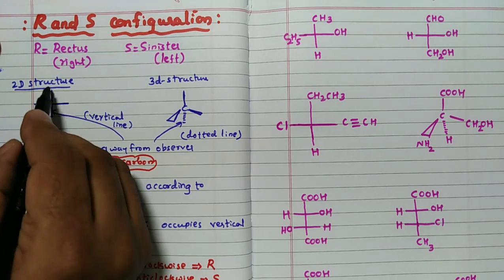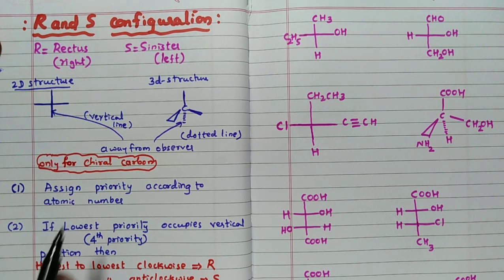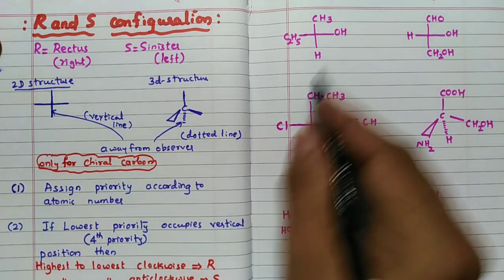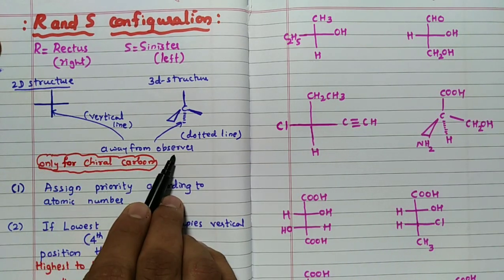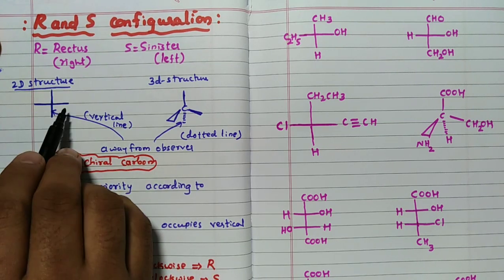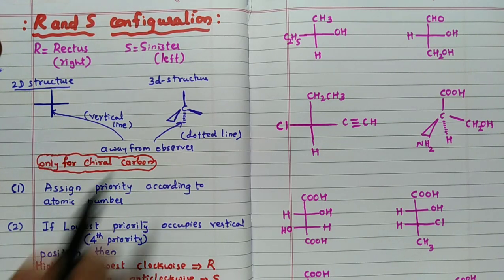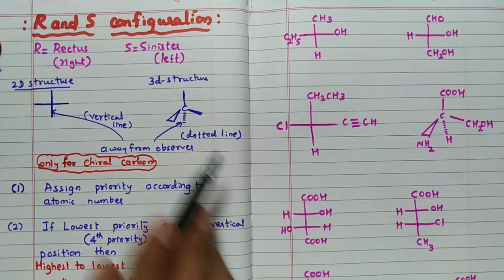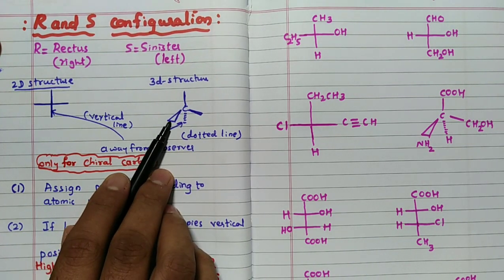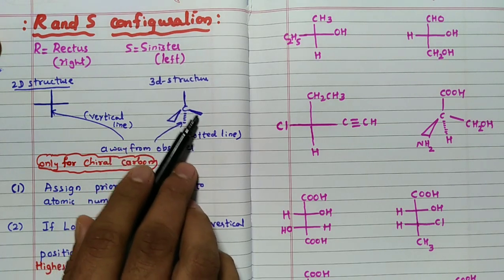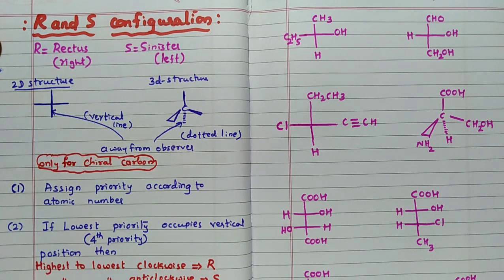The 2D structure, if I write it like this, is also called the Fischer projection formula. Vertical line and horizontal line like this, remember. The vertical line is always considered as away from the observer, and the horizontal line is considered as towards the observer. And in the 3D structure, we know that the dotted line indicates away from the observer and the solid wedge indicates towards the observer, and these two lines are on the plane. So in the case of the tetrahedral structure.